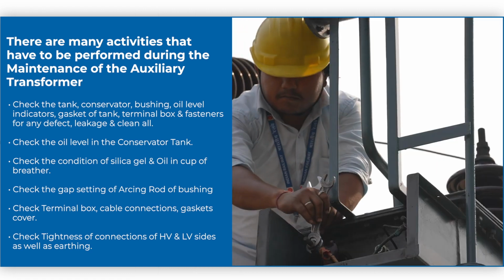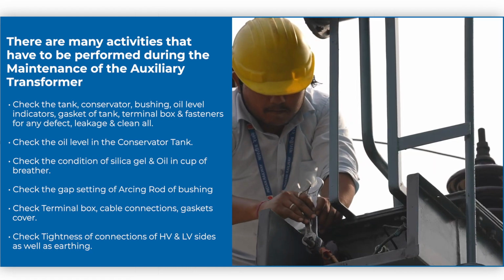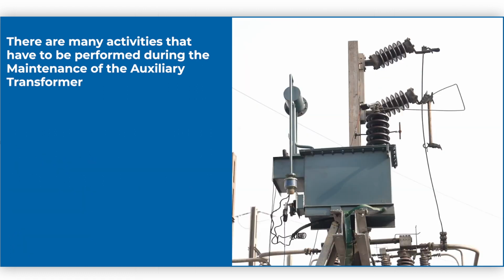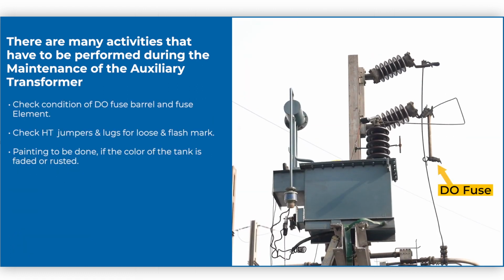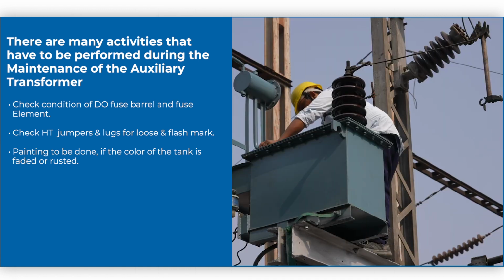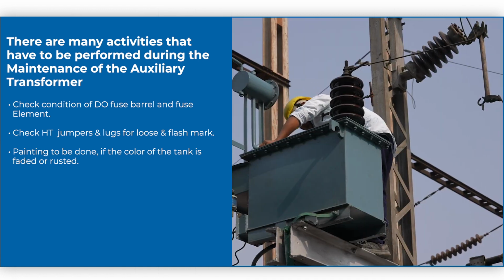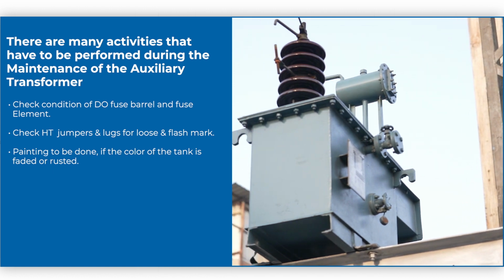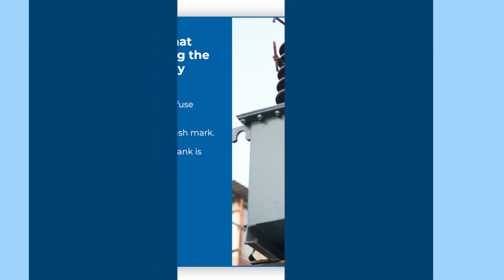Check tightness of connections of HV and LV sides as well as earthing. Check condition of DO fuse barrel and fuse element. Check HT jumpers and lugs for looseness and flash marks. Painting to be done if the color of the tank is faded or rusted.